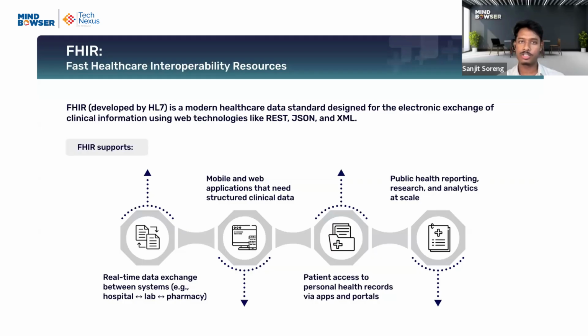FHIR is designed around resources. Think of them as modular building blocks for healthcare data. There's a resource for a patient, a medication, one for observations like lab results, one for encounters, and many more. These resources can be combined, queried, and updated using RESTful APIs, like every modern application does. Another thing that makes FHIR so powerful is that it was built with developers in mind. It uses web standards like JSON, XML, and HTTP, making it much easier and faster to implement compared to older and more complex standards.